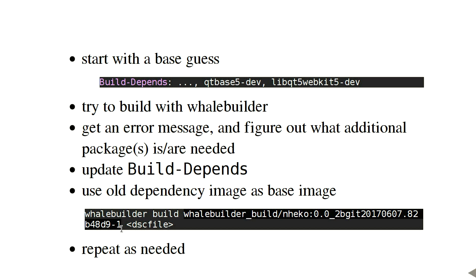And so now it won't reinstall qtbase5-dev or libqt5webkit5-dev again, because it's already installed those. So it will just install the new build dependencies that you've added, and that'll save you time. Oh, you can't see the text highlighting. And then you can just repeat that as needed.